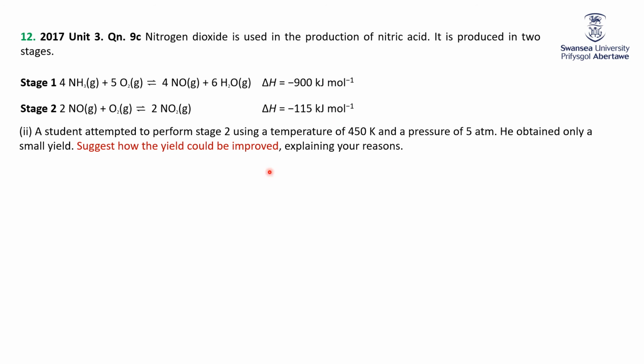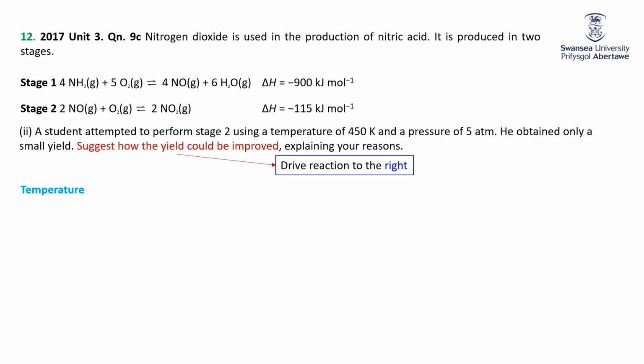Again, same question, different part. A student attempted to perform stage 2 using a temperature of 450 Kelvin and a pressure of 5 atmospheres, and only got a small yield. How could the student improve the yield? So we don't care about speed here, we care about yield. We want to get the equilibrium going to the right.